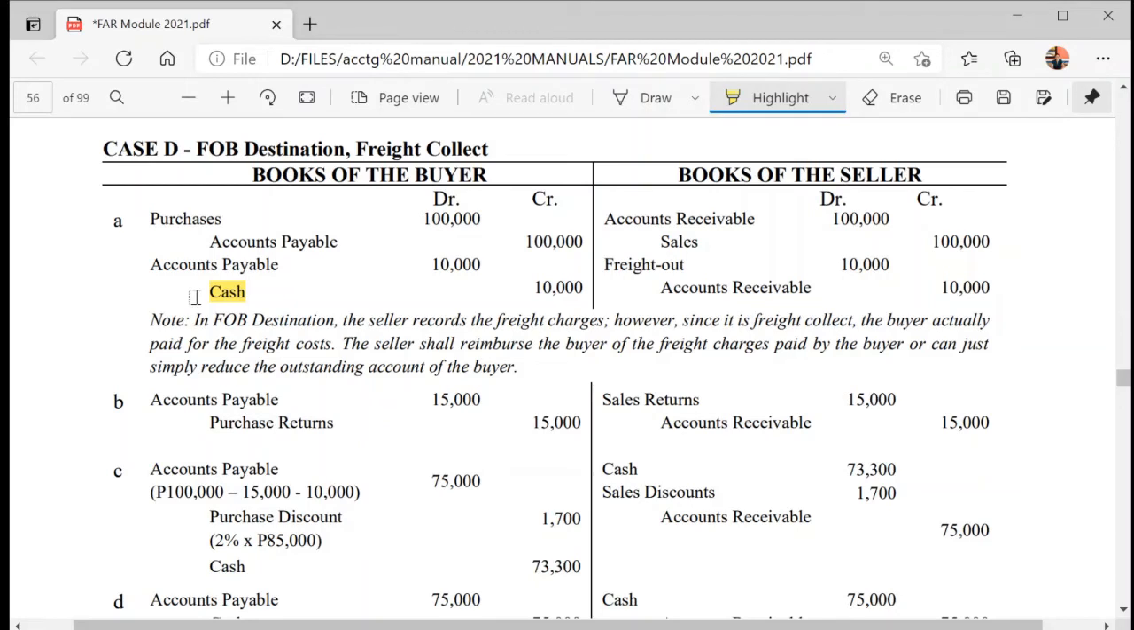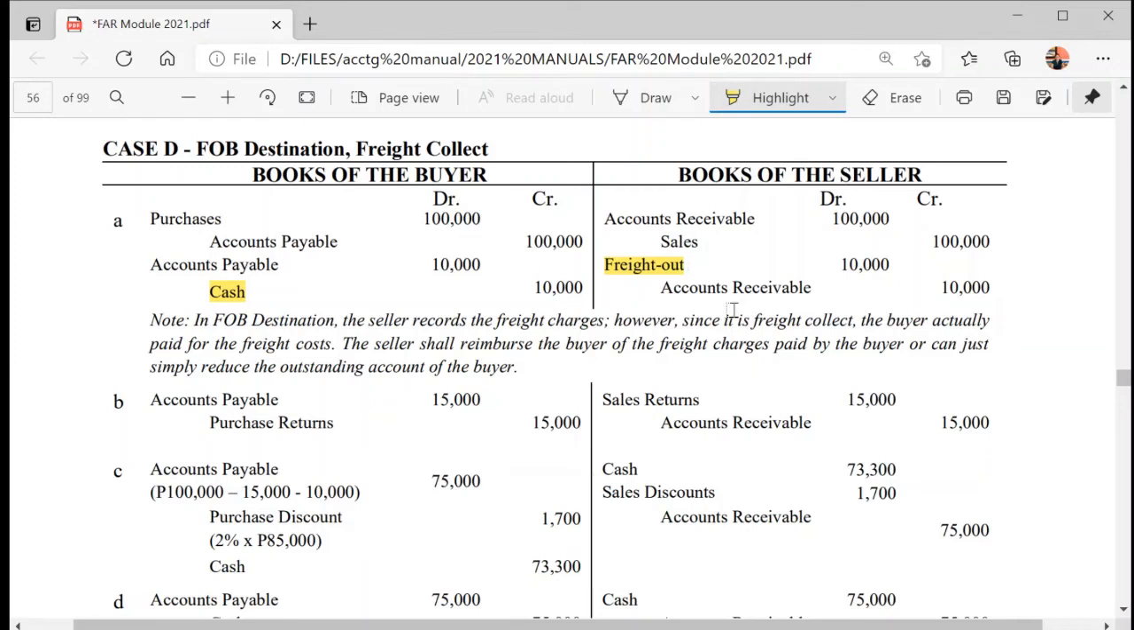On the side of the seller, since the seller is the one responsible for the freight, the seller will record the freight charge. So, on the side of the seller, it's freight out. And credit accounts receivable. Why accounts receivable, ma'am? Because supposedly the seller should be the one to credit cash since the seller is responsible for the freight, but the seller is not the one who actually made the payment. So the buyer paid it on behalf of the seller.